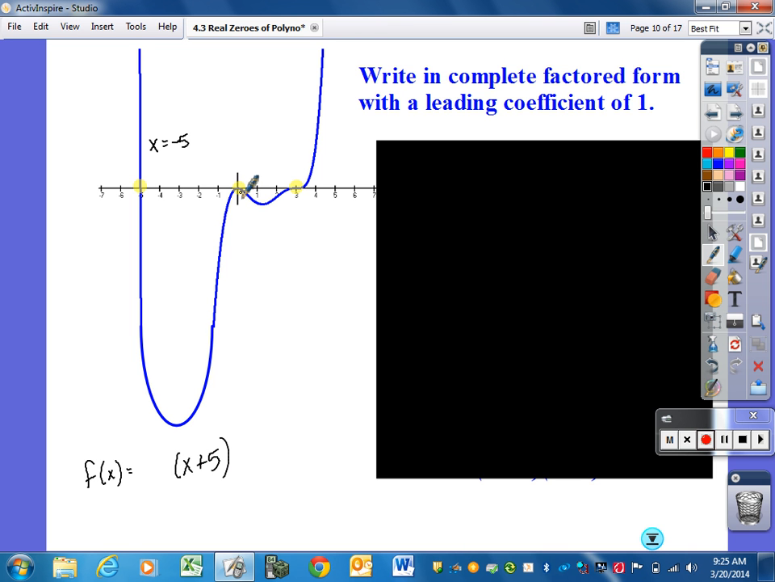Here I have a root of 0. What factor would that have come from? X minus 0, which is just x. Here I have a root of 3. What factor would that have come from? Subtract 3, so x minus 3.